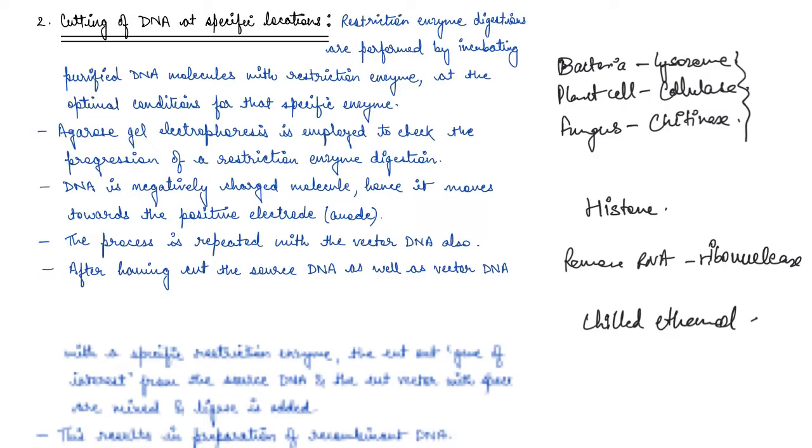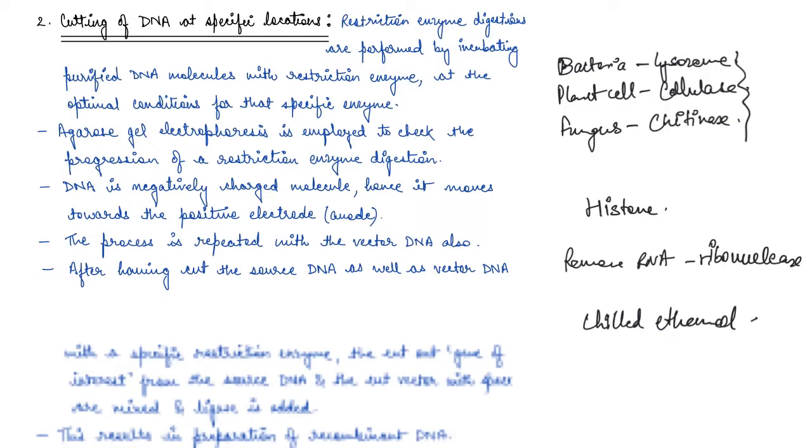Right? Now we use agarose gel electrophoresis to check the progression of restriction enzyme digestion. Right. So we have studied it previously as well, that since DNA is a negatively charged molecule, during agarose gel electrophoresis it starts moving towards the positive electrode, and this process is repeated with the vector DNA also. Right? So basically, the smaller the molecule, the farther it is going to move.